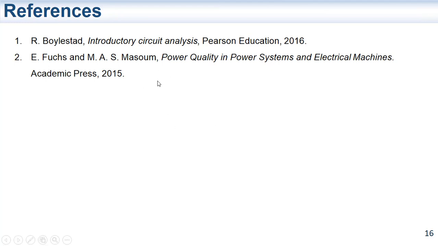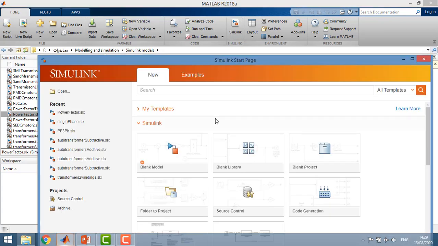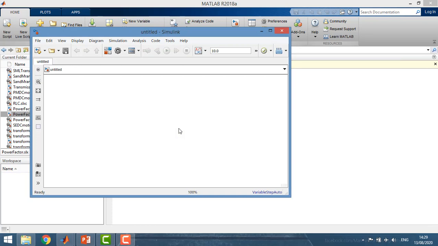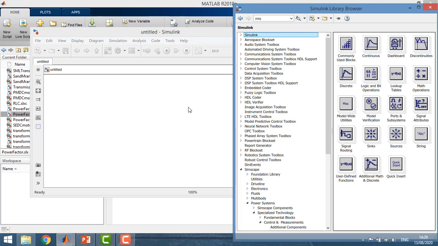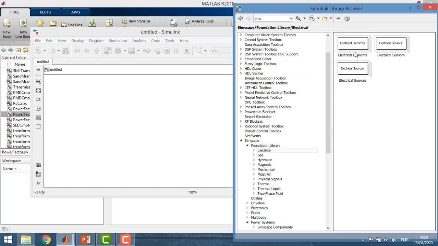References cited early in this presentation are presented here. Let's go to MATLAB. I've already started MATLAB. We can start Simulink by either writing Simulink in the command window or just pressing the Simulink button and then a new model. Let's go to libraries and start collecting the components. Shall we start with building the circuit? First, we are going to build the single phase circuit.